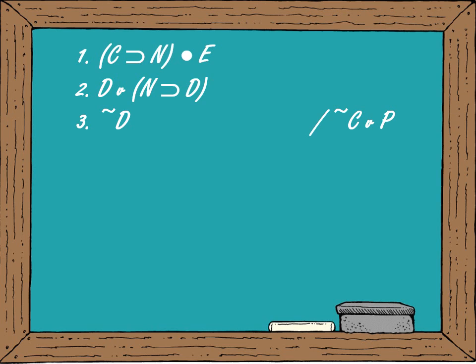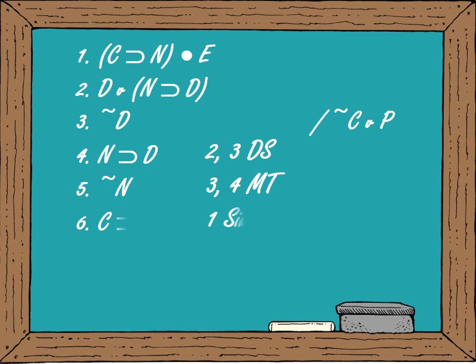I think what we're going to have to do at the end of this proof is use our addition rule for the wedge in order to get from ~C to the claim ~C wedge P. So let's just concentrate on getting to ~C. One step is going to be to use our disjunctive syllogism rule to get to N implies D. Now once we have that, we can get to ~N through modus tollens because we already have a premise that says ~D.